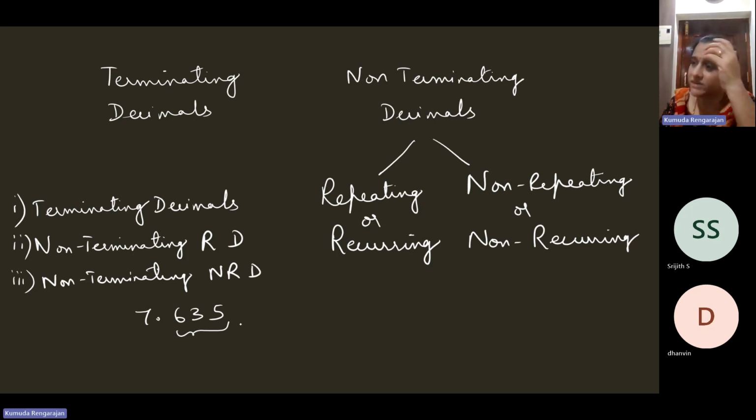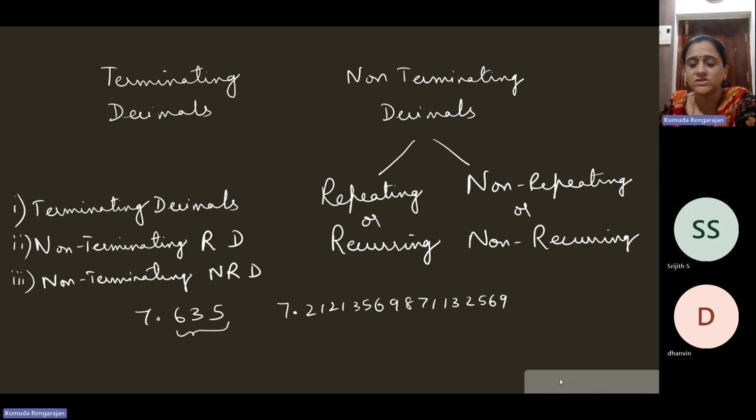So it's a terminating decimal. See, the number can have even 10,000 digits after the decimal point, but it ends there. Terminating decimal. See, if I write 7.21213569871132569. Finish, that's all. Terminating decimal. Because it ends there.